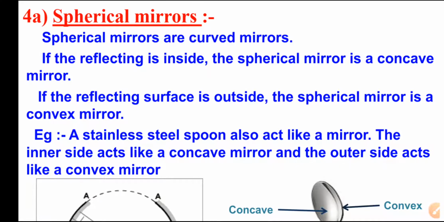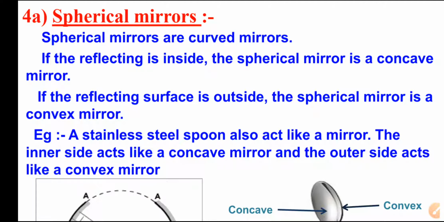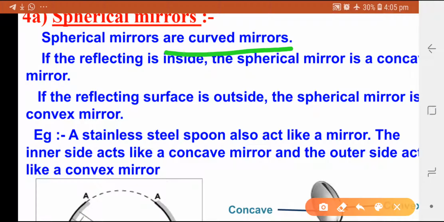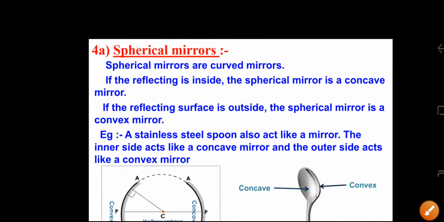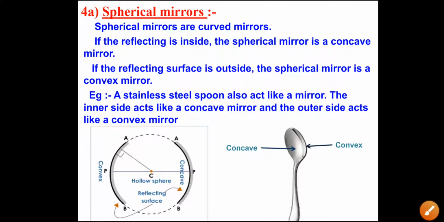So, what is the spherical mirror? Spherical mirrors are curved mirrors. If the reflecting surface is inside, the spherical mirror is a concave mirror. Now see here, I'm going to show all of you. This one is a spherical mirror and this one is also a spherical mirror.